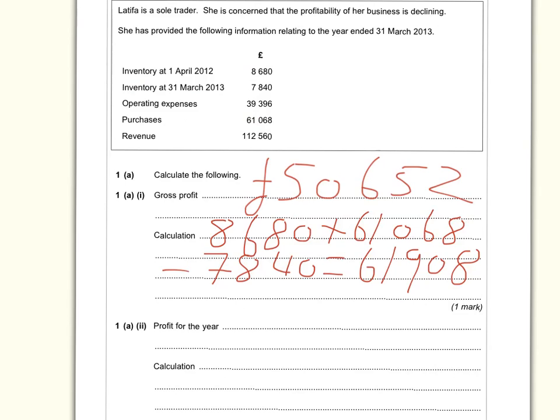39,396. So if we perform the calculation of gross profit, which is 50,652, and we deduct the operating expenses, which are 39,396, we'll be left with profit for the year, otherwise known as net profit, of 11,256.